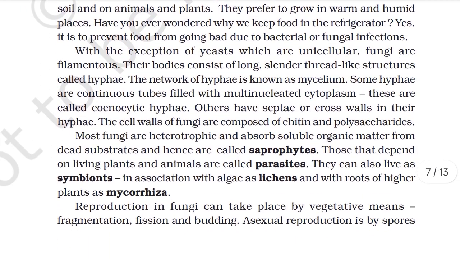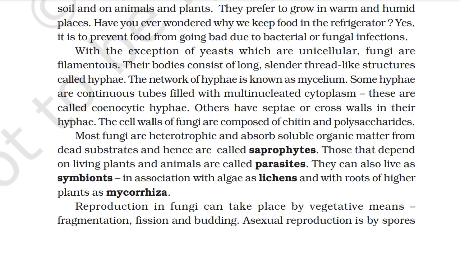With the exception of yeasts, which are unicellular, fungi are filamentous. Their body consists of long, slender, thread-like structures called hyphae. The network of hyphae is known as mycelium. Some hyphae are continuous tubes filled with multinucleated cytoplasm. These are called coenocytic hyphae. Others have septa or cross walls in their hyphae.